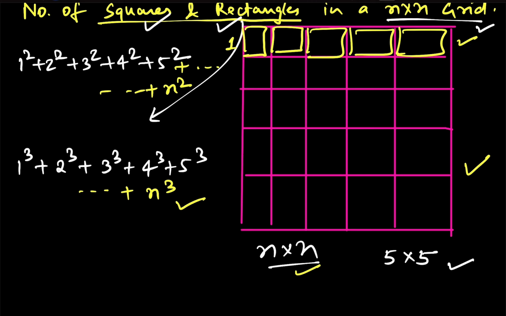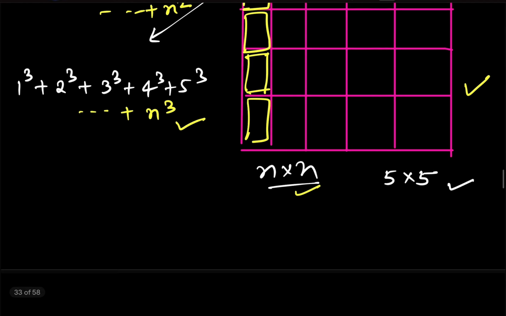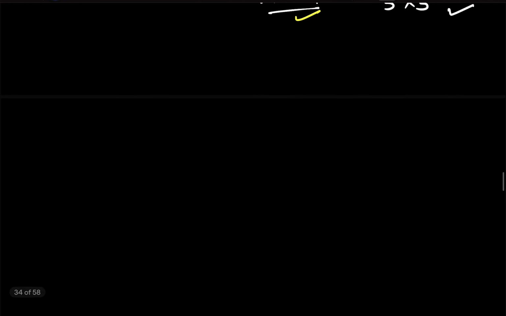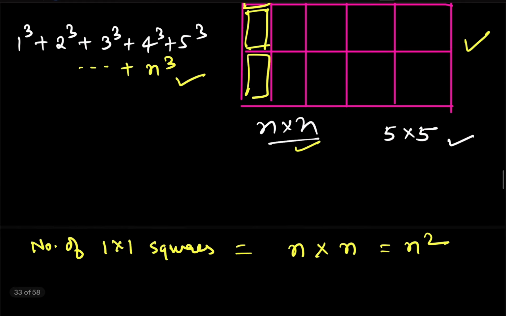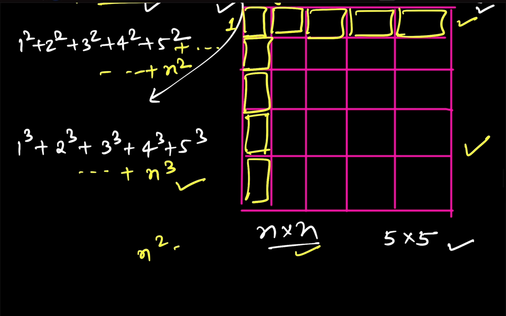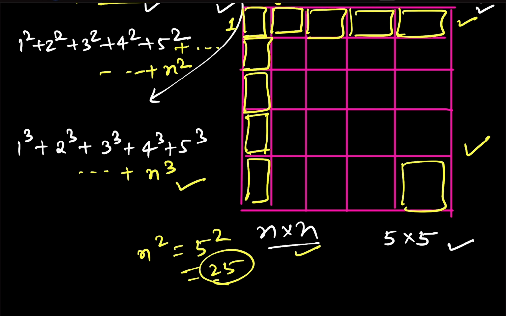And if you see, in total we have 5 rows, and for each row we will get a square. So if you count the total number of 1 cross 1 squares, you will get n rows into n columns, that is n square. And in this case n square is 5 square, which is 25. So you can see you will get 25 small squares.